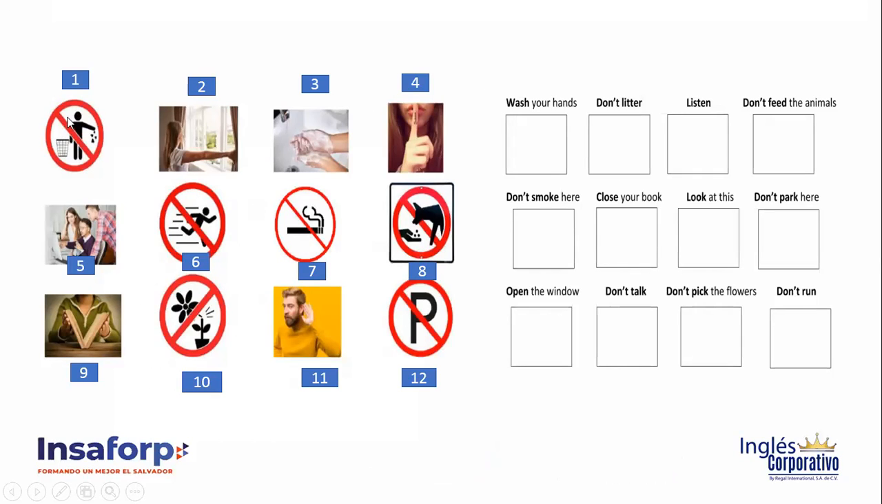Three. Don't litter. Exactly. Number one, don't litter. Okay, what about number two? What is it? Open the window. Okay. Number three? Wash your hands. Wash your hands to avoid coronavirus.